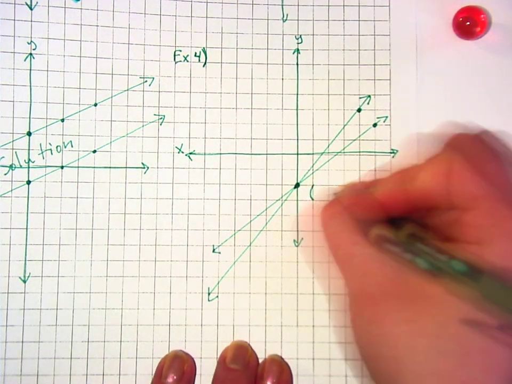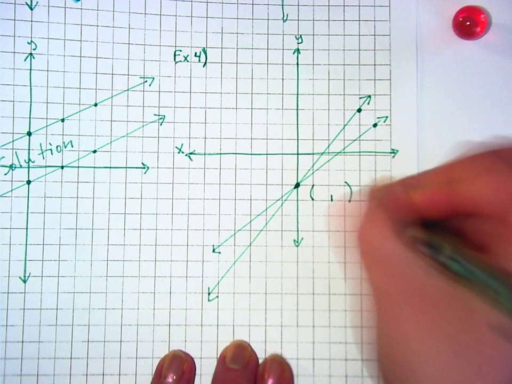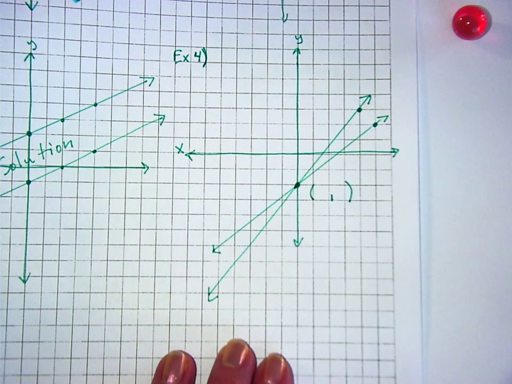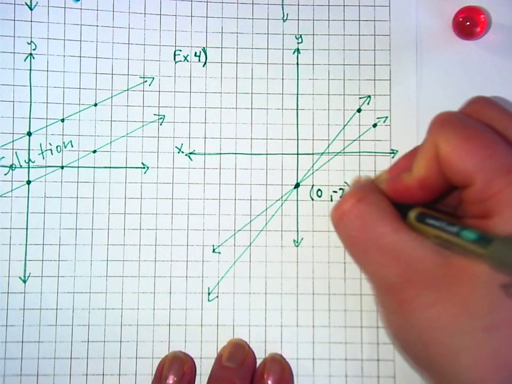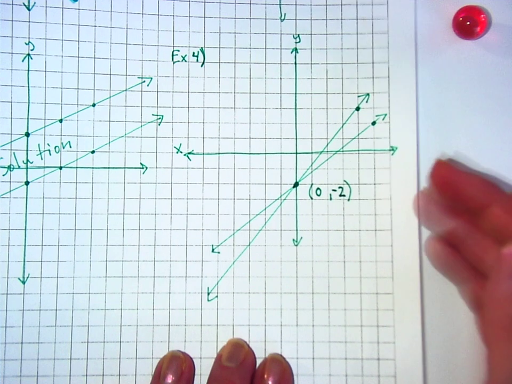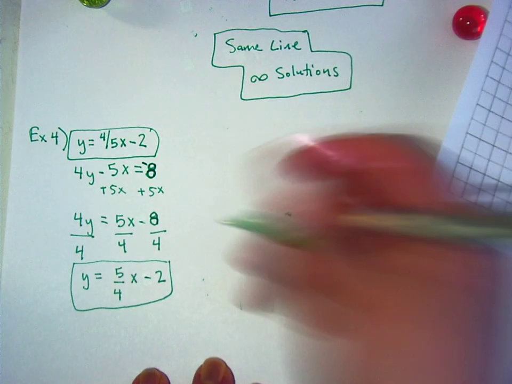So what's the answer to this one? 0, -2. So the lesson here is that sometimes you have to solve for y first before you graph it. Okay?